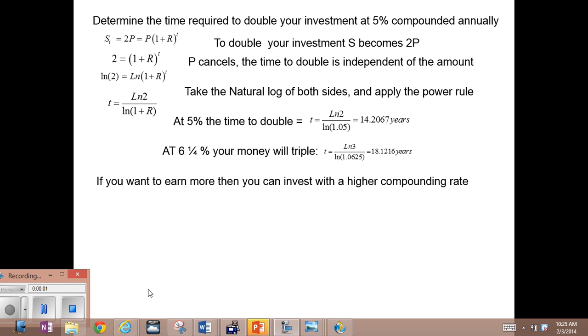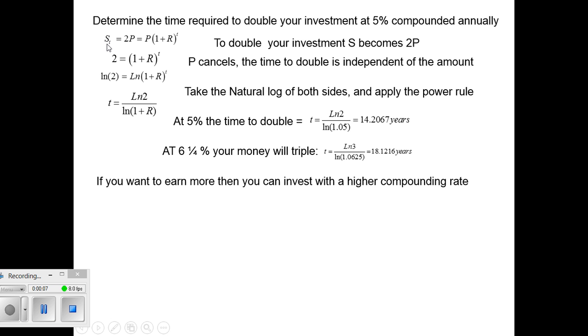Here we are back where we left off talking about compound interest. We were saying compound interest is determined by this formula. S sub t is the total amount of your investment after t years, with a given principal of p for a rate of r. So S sub t is equal to p times (1 plus r) to the power t.